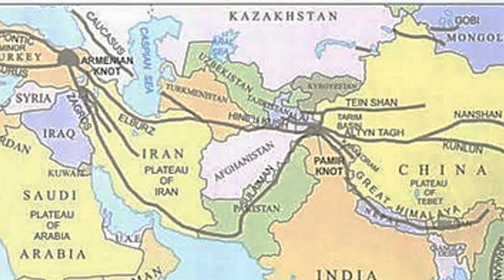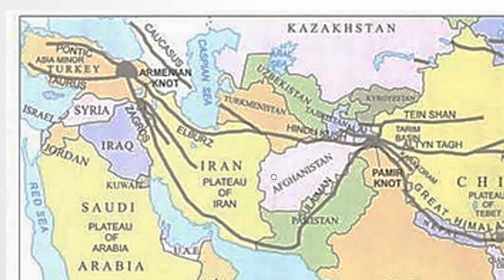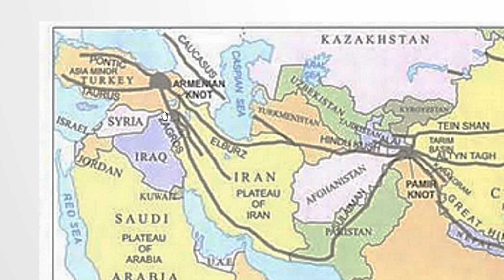Now let's move towards the west. We have the Hindu Kush and the Suleiman range, which are found in Afghanistan and Pakistan respectively. In between the Hindu Kush, Suleiman and the Elburz, we find the Plateau of Iran. This is another intermontane plateau. Further west, we have the Zagros and the Caucasus, which are found between the Black Sea and the Caspian Sea.